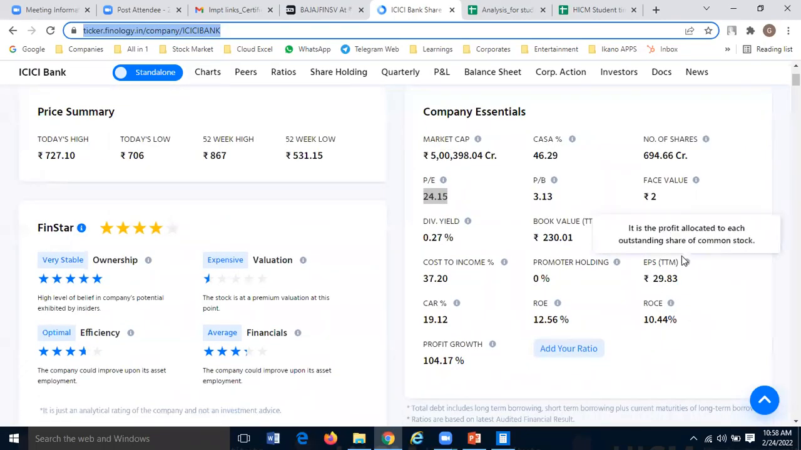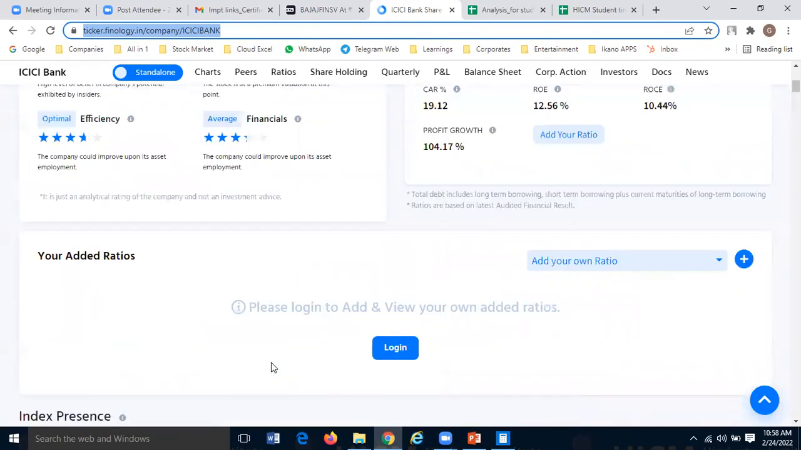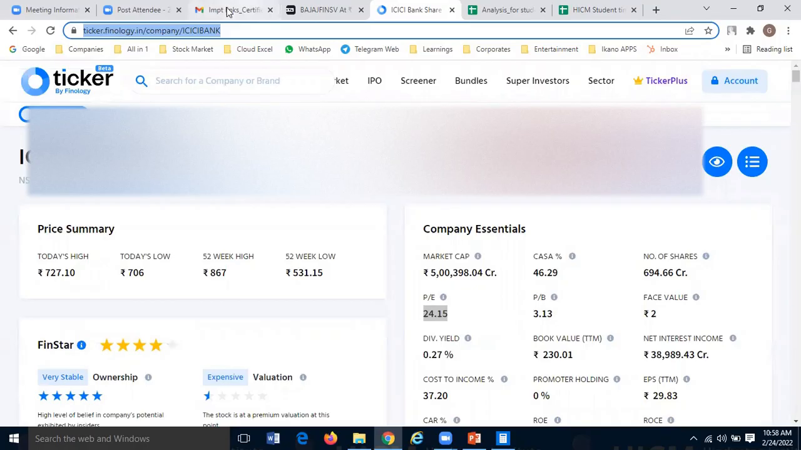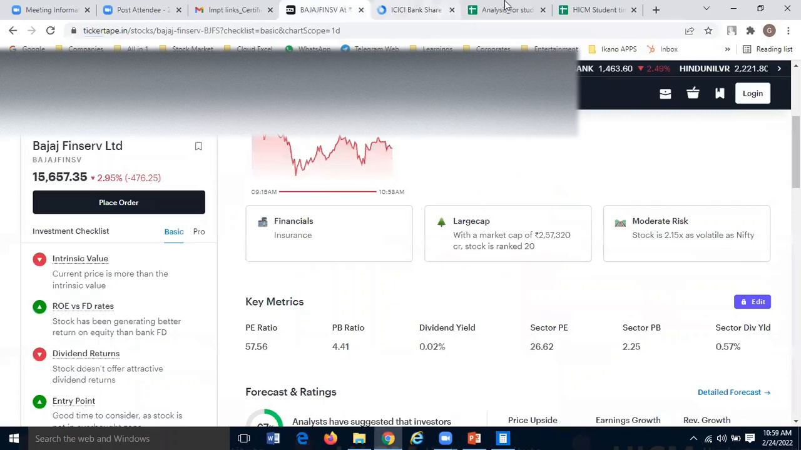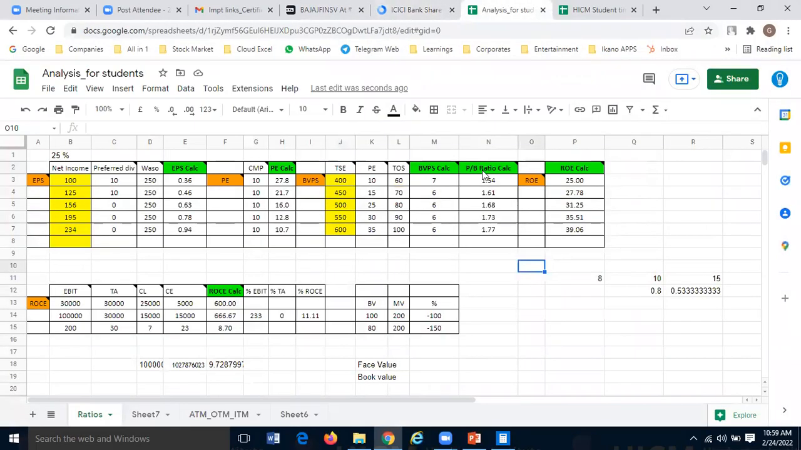Okay, and this is based on the net income. It is the profit allocated to each outstanding share that is available. It is not the founders' holding, which we saw in the TCS stock, the promoters' holding. So it is not based on that. Okay, so this is all what we have seen here. You can also visit this website. There are automated values it will keep giving you, but first you should know how to calculate by yourself, and then you can go to the automated way.